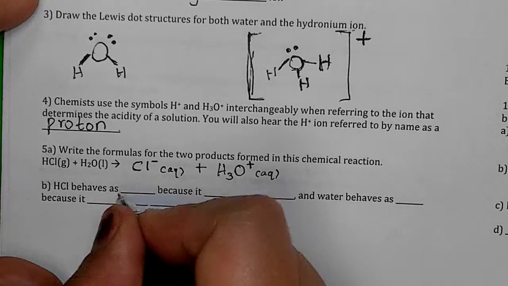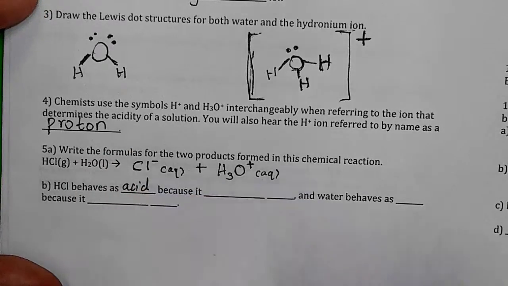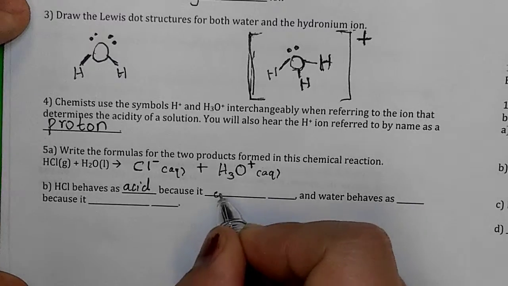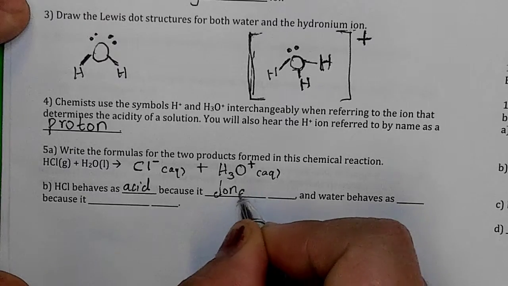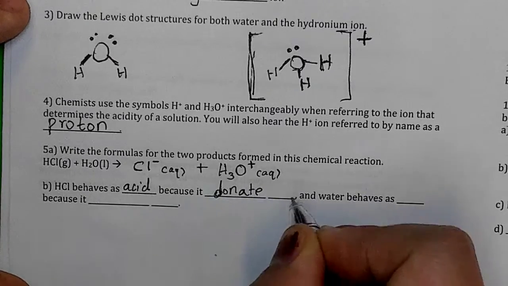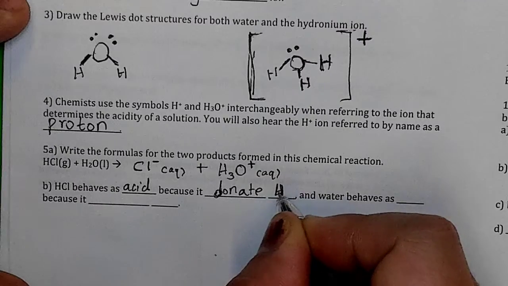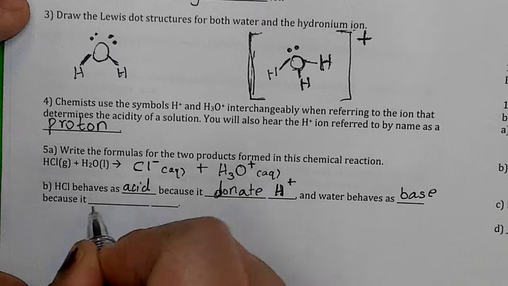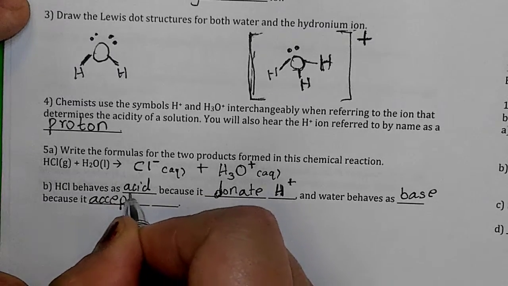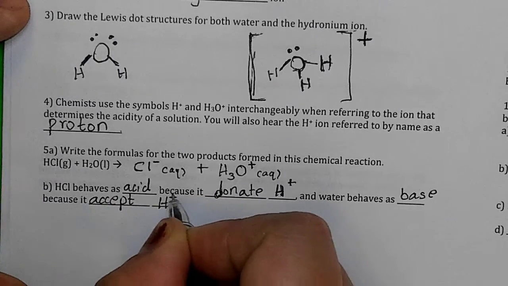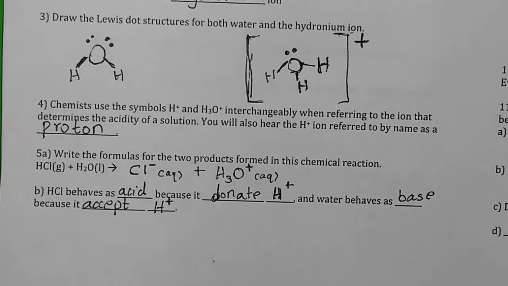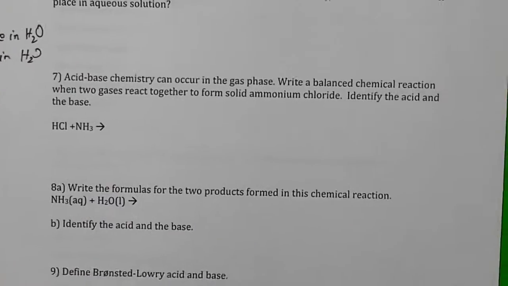Now what's happened? HCl, as we know, behaves as an acid. You've got to remember that one. It is an acid because it donates H plus, and water here behaves as a base because it accepts an H plus. So if you donate an H plus, you're the acid. If you accept the H plus, you're the base. That is the Bronsted-Lowry definition of acid and base.